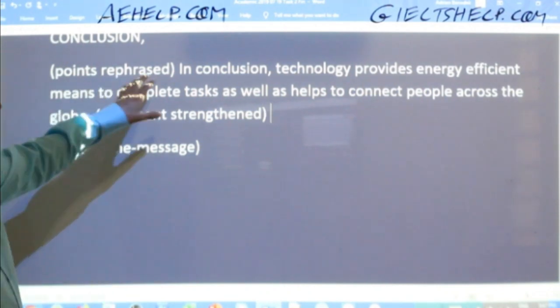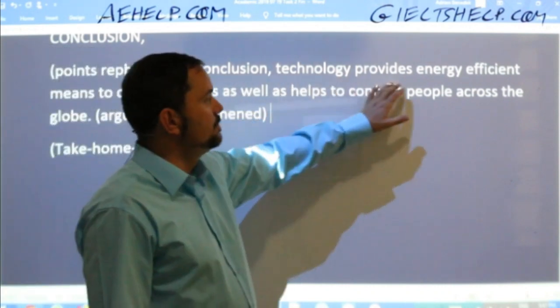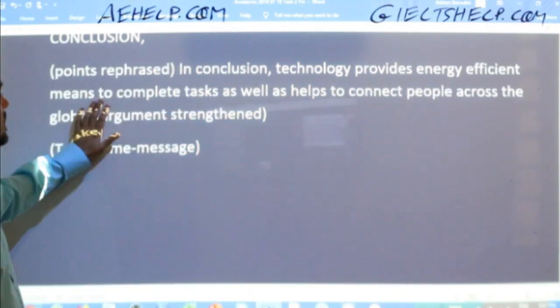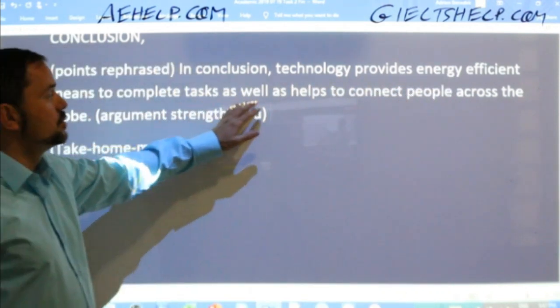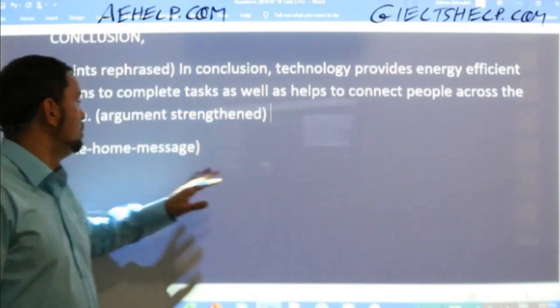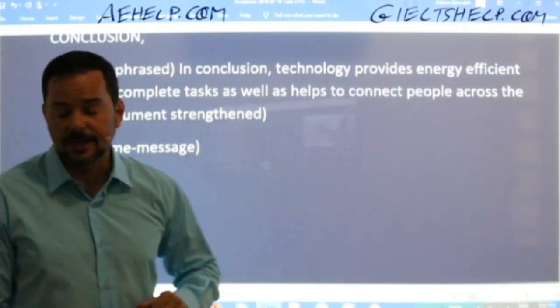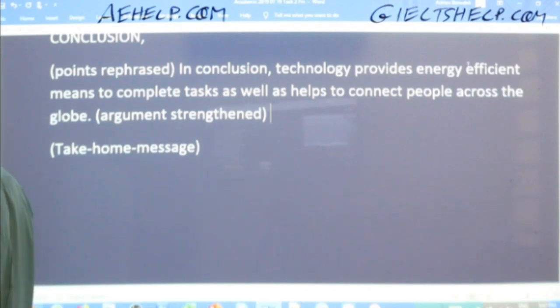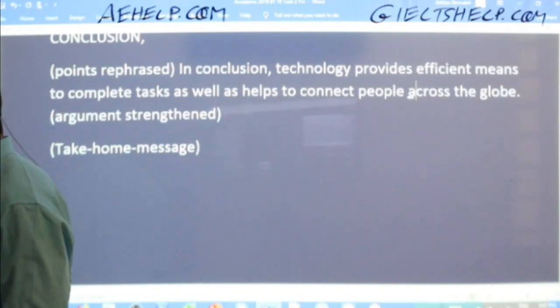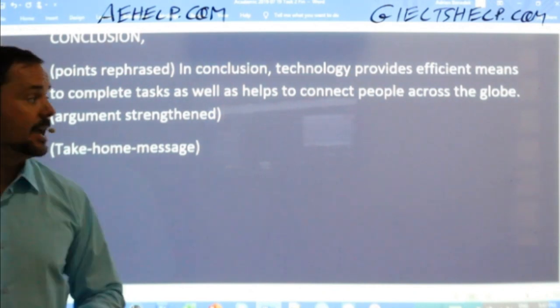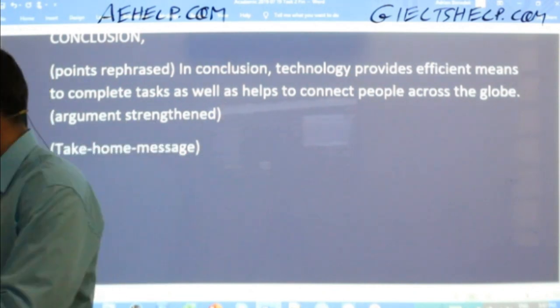So my points rephrased. In conclusion, technology provides energy-efficient means to complete tasks as well as helps to connect people across the globe. Okay? I might take out energy-efficient, just keep it efficient means there. Reads better. Okay, and now I strengthen my argument.